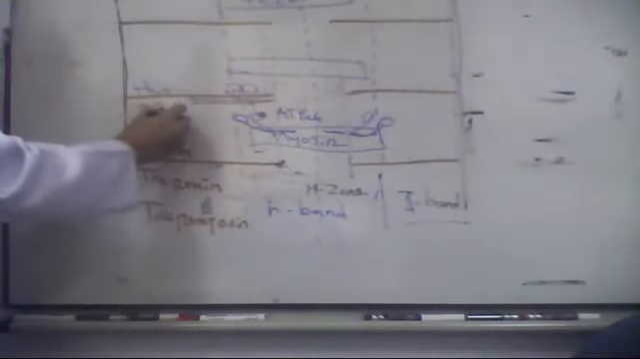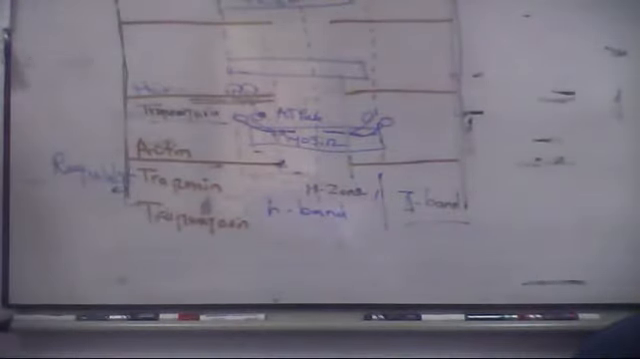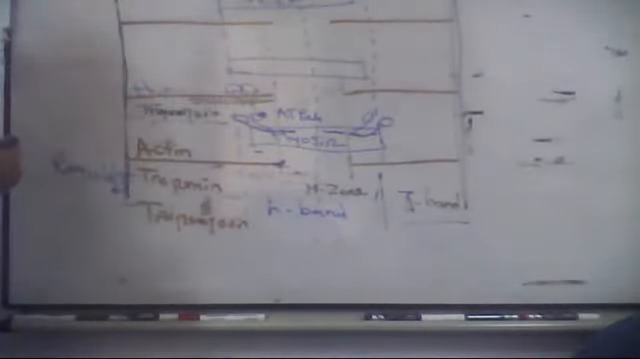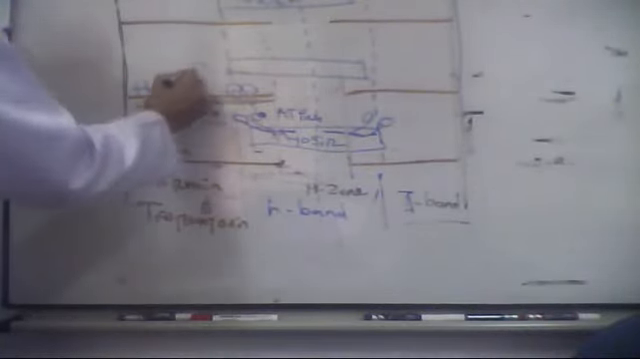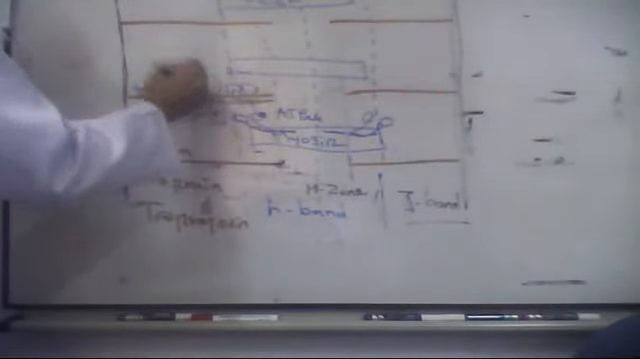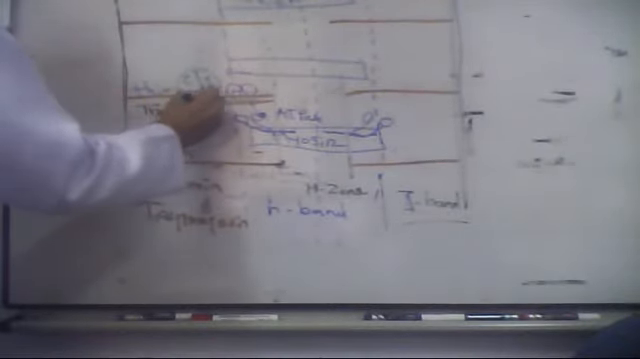So that is the tropomyosin. What is the role of the tropomyosin? Tropomyosin covers the binding sites of actin during relaxation. We have another protein, which is the troponin, and troponin is formed of 3 subunits: troponin C, troponin I, and troponin T.